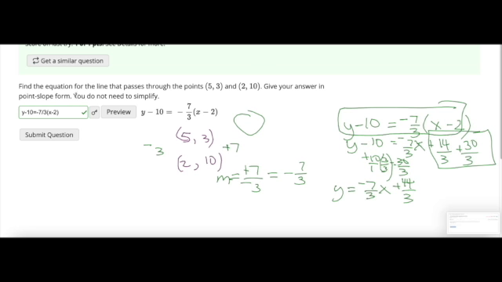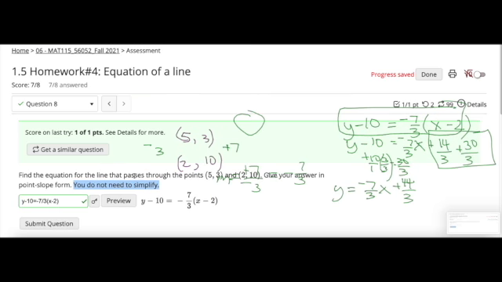But this was really important, and it could have saved us a lot of time if we had seen that. We did not need to simplify. We could have just left it in that parenthetical form, point slope form, and it would have accepted it. Alright, so I guess that's the end of this particular unit, and I think you'll agree that it's really not that hard. So we'll move on to the next assignment after this.